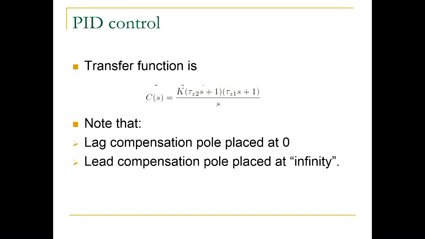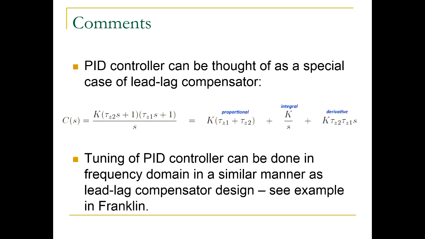PID control can be considered as a special case, and we covered this also in previous lectures. If we write a transfer function in this manner, in that case, the lag compensation pole is placed at 0, and the lead compensator pole is placed at infinity. You can rewrite this transfer function in this way, and it's then more clear that you do have proportional, integral, and differential actions. So you still have these same parameters to play with: K, tau z1, tau z2 are the parameters that you can play with.